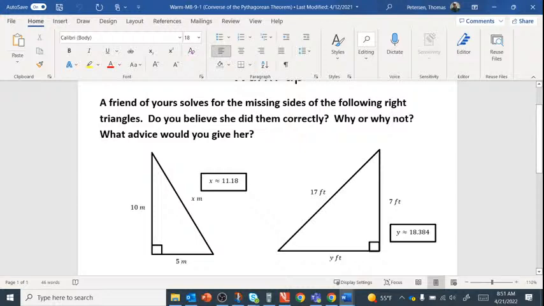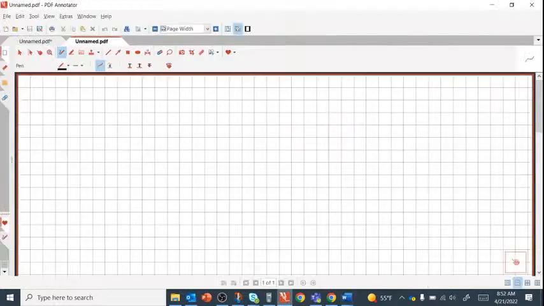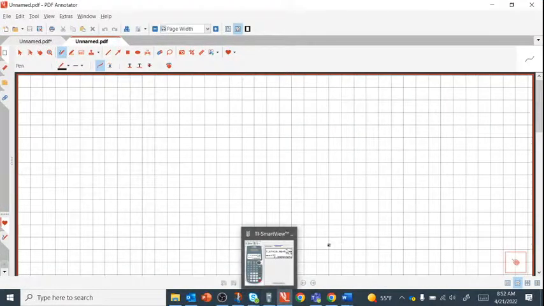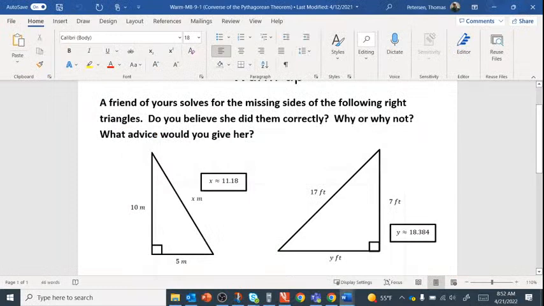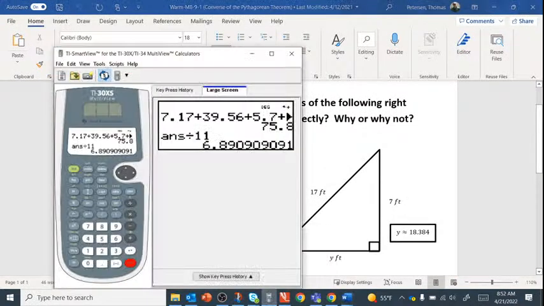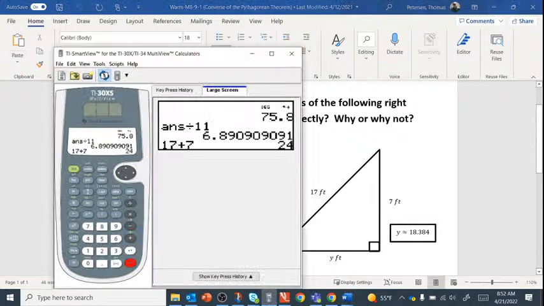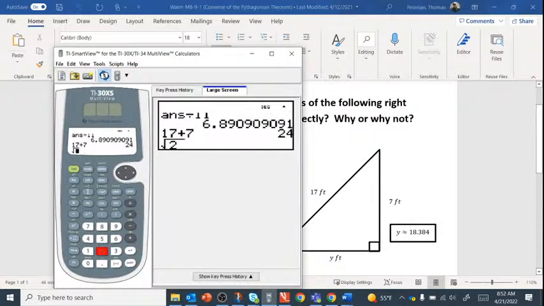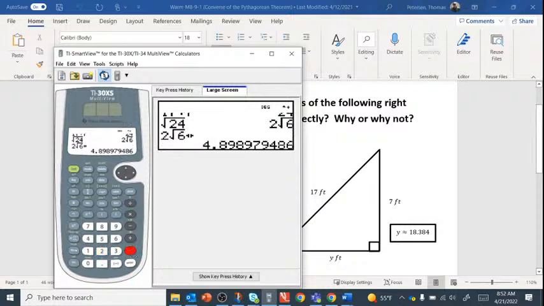Okay, so what are some things that might go wrong, do you think, Charlie? What's something that she might have done? She might not have squared them. I mean, that's a possibility. So that would make it 17 plus 7. So 17 plus 7 is 24. And if we take the square root of 24... No, that doesn't seem to be it.